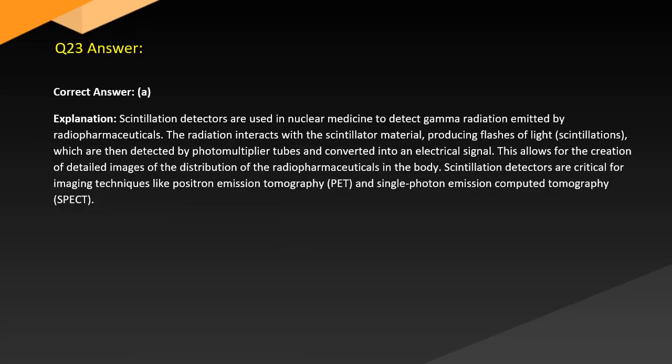Answer. Correct answer: A. Explanation. Scintillation detectors are used in nuclear medicine to detect gamma radiation emitted by radiopharmaceuticals. The radiation interacts with the scintillator material, producing flashes of light, scintillations, which are then detected by photomultiplier tubes and converted into an electrical signal. This allows for the creation of detailed images of the distribution of the radiopharmaceuticals in the body. Scintillation detectors are critical for imaging techniques like positron emission tomography, PET, and single photon emission computed tomography, SPECT.